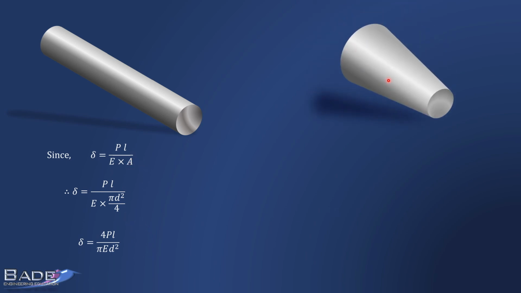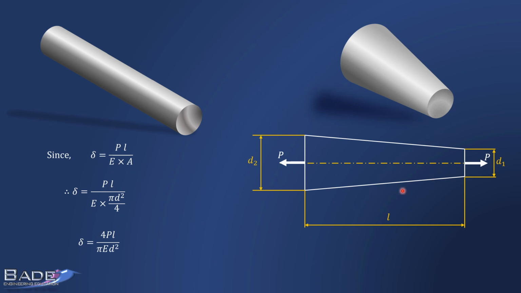Now the bar we just studied, the bar of uniformly varying diameter, varying cross section. Now here is that bar. Diameter here is d1, diameter at the larger end is d2. So the formula we just derived, this formula, how to remember this formula I am telling you.